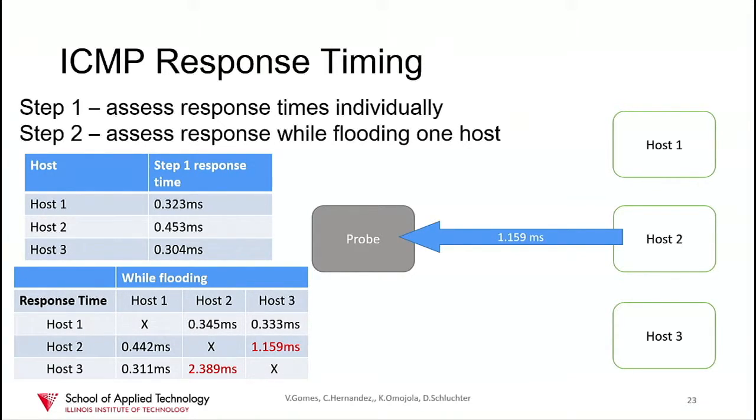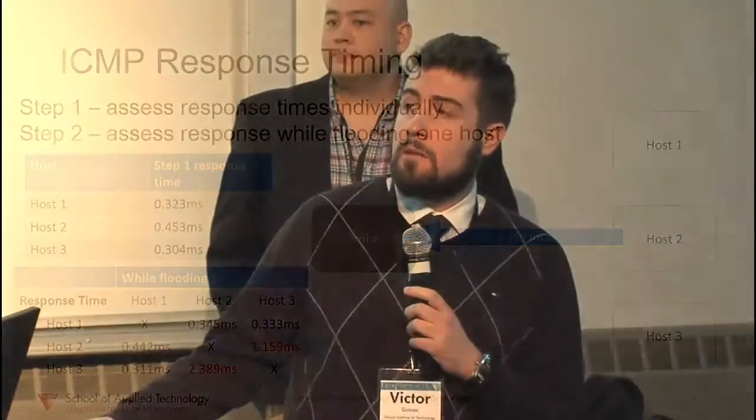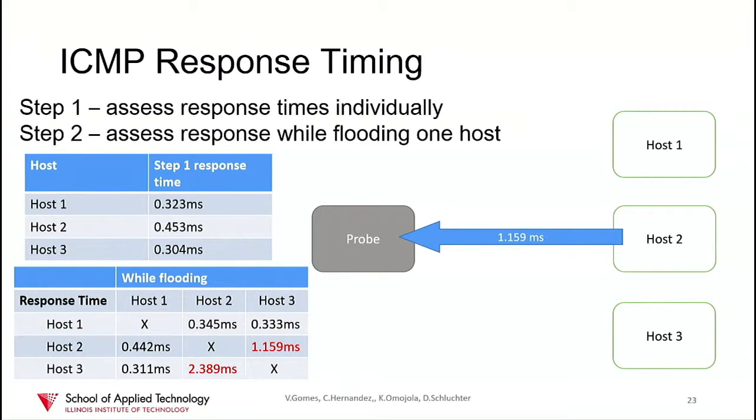As you can see here, the response time in step 2 for host 2 while flooding host 3 is way above the response time gathered in step 1. And we can see the same thing happens for host 3 while flooding host 2. So this gives us a relationship between those two hosts. You cannot point out that host 2 or host 3 is the honeypot, but you can say that host 2 and host 3 have a host-honeypot relationship.